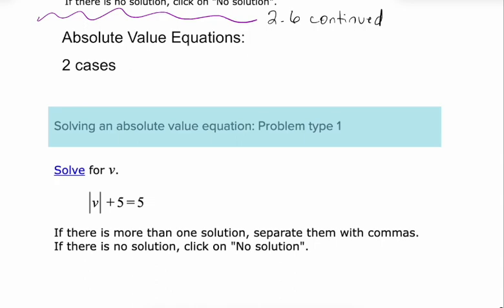The way that I want to think about it is this. Let's just say we have the absolute value of x minus a equals b. I'm just putting a generic one so we can have it as a resource. The two cases that I'm talking about, I think of it as the positive case and the negative case.